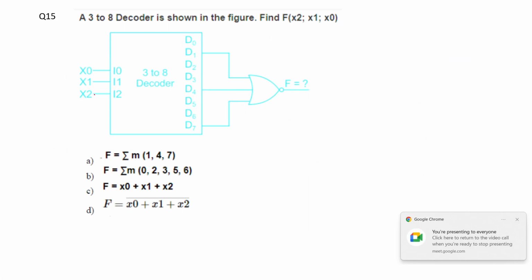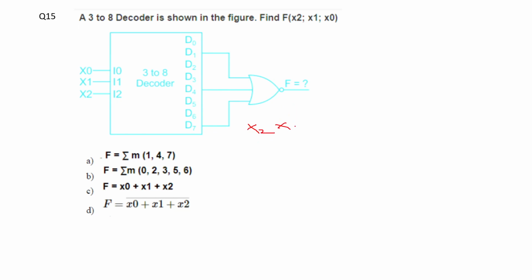So we have x0, x1, x2 as input, 3 inputs, and we have 8 outputs. Among these 8 outputs, 3 are connected to the NOR gate. If it was connected to an OR gate, it was a pretty straightforward question, but since it's connected to a NOR gate, that was a trick. Other than that, it's a pretty simple question. So we have x2, x1 and x0. d1, d4 and d7 are connected to f.